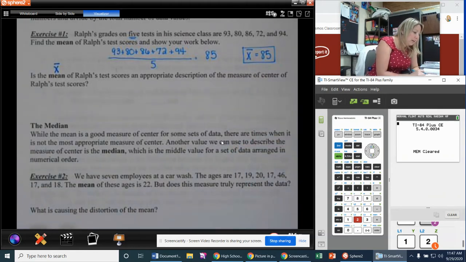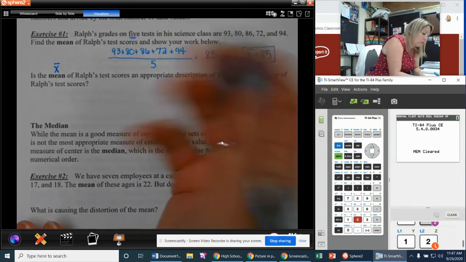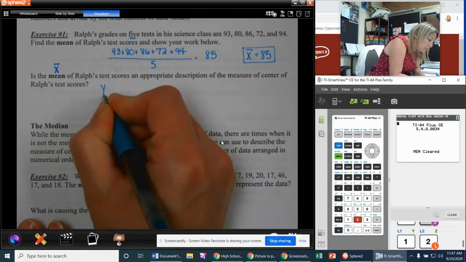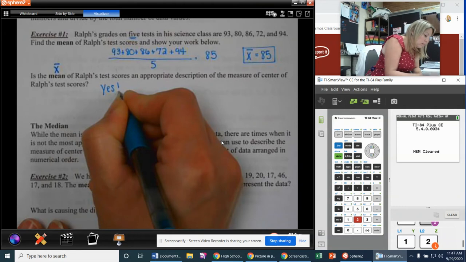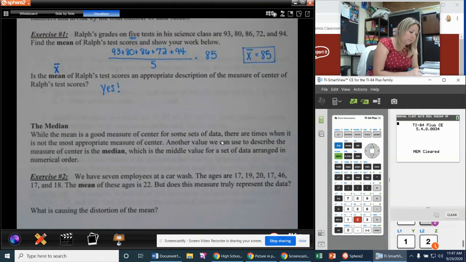Is the mean of Ralph's test scores an appropriate description of measure of center for test scores? Absolutely. For test scores, that makes the most sense to add them all up and divide by how many you have, and that gives you your average. So, yes, that's the most appropriate.